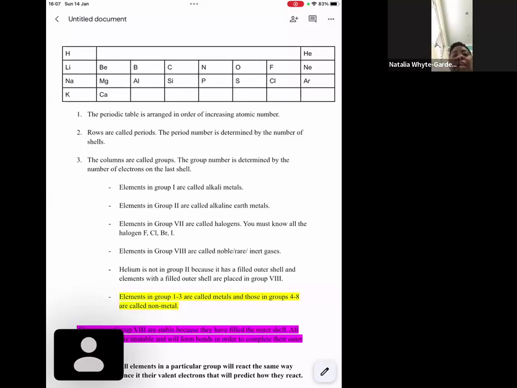Now, it is very important that we understand that the periodic table, please mute, there's somebody who's on mute. Can you mute, please?